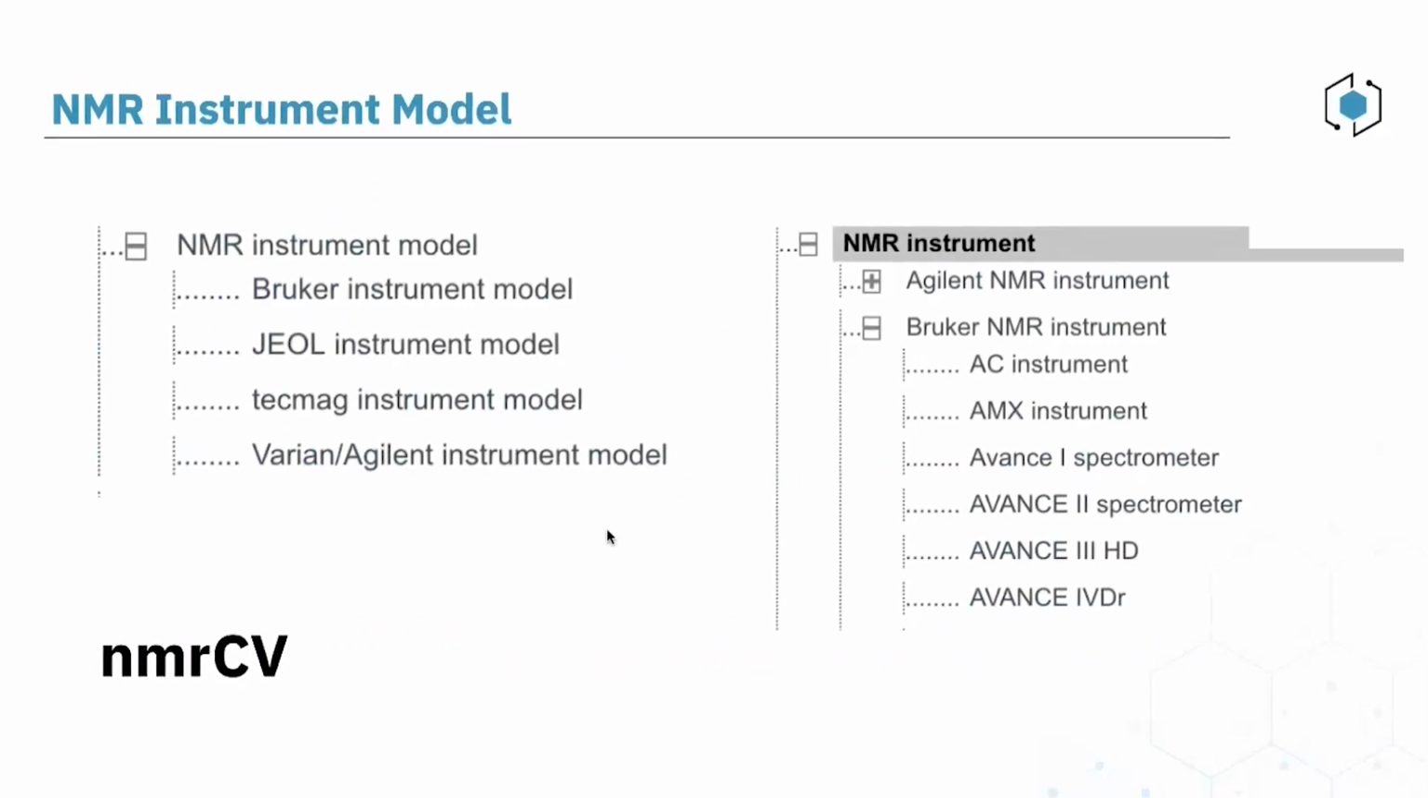The next thing is the NMR instrument model. Here we have a photo from nmrCV. We can see how it's present in 2 different places in 2 different ways. And actually, in the photo on the left, it doesn't make much sense because we don't really have the model.